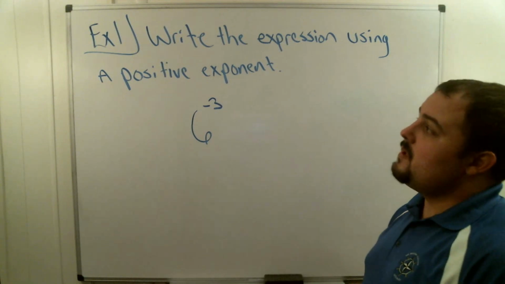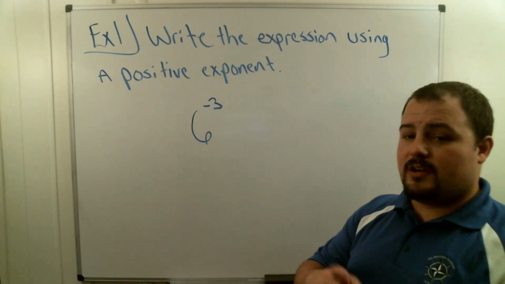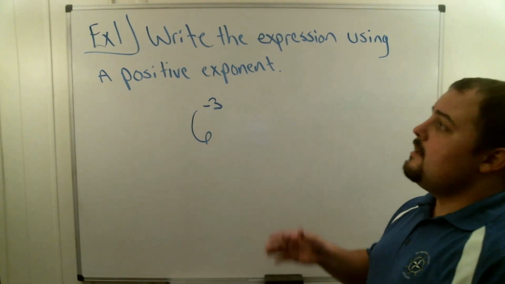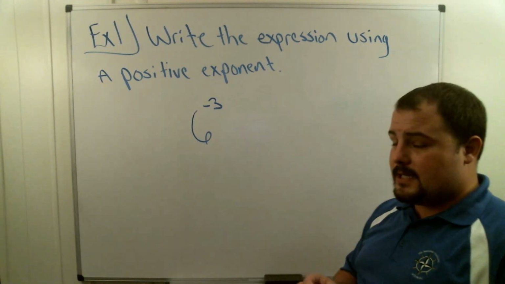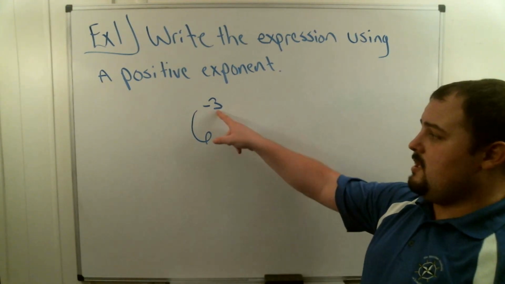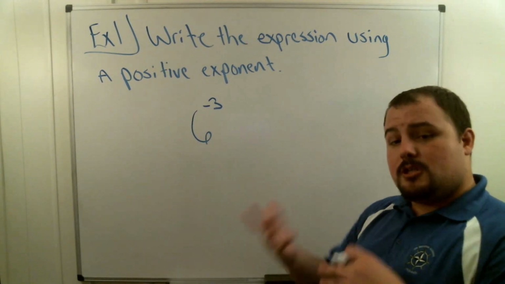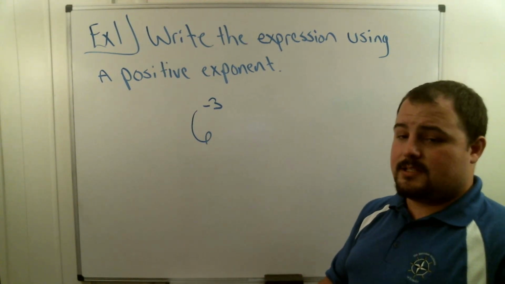In example 1, we're going to be talking about how to change a negative exponent to a positive exponent. But we're going to use that key concept that we covered about 2 pieces back. It says write the expression using a positive exponent. So we have to change this exponent from a negative 3 to a positive 3. That's really all it's asking us to do.